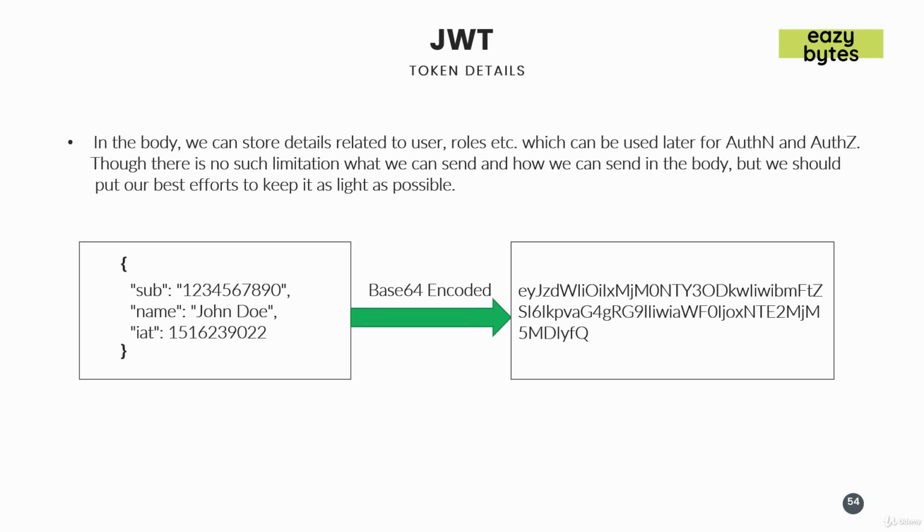Here you can see inside the body I'm storing sub, name and IAT. IAT means issued at, what is the time that I have issued the token. Post the body will be converted again into the encoded format. So you can see here, what is the need for me to store the data inside the body of the token? There are two reasons.